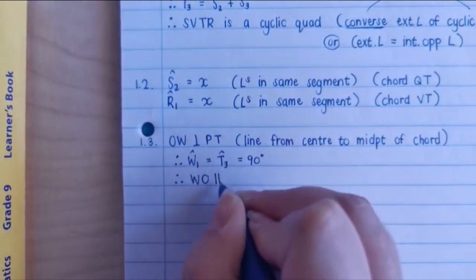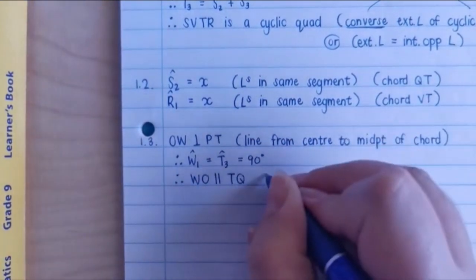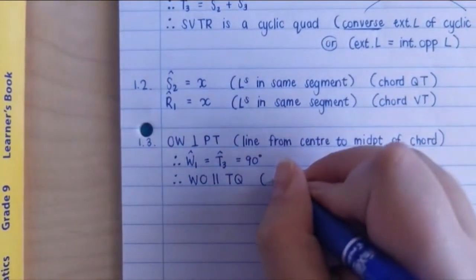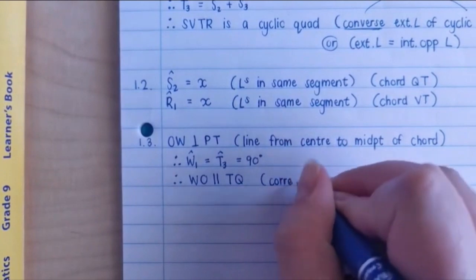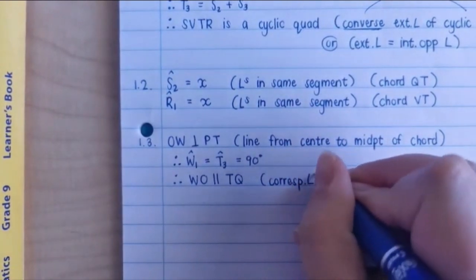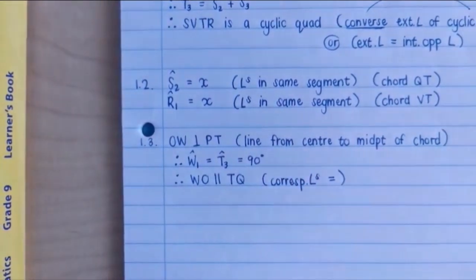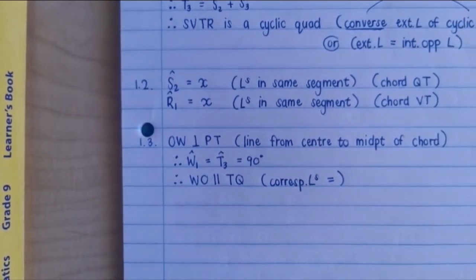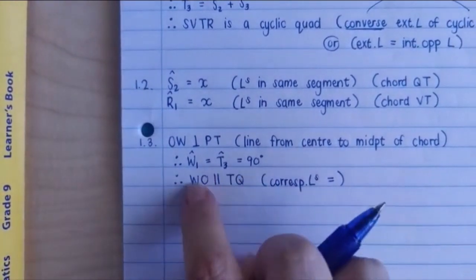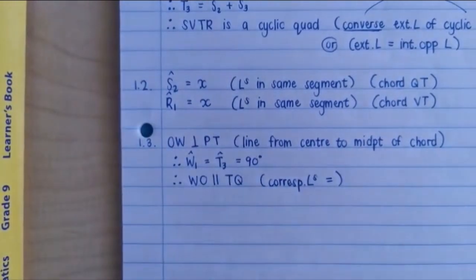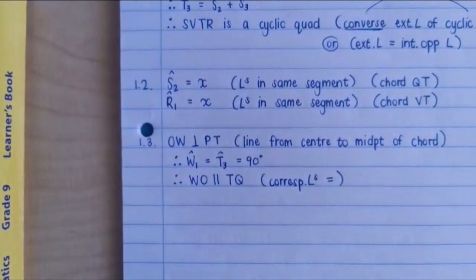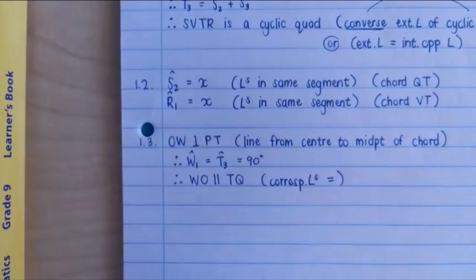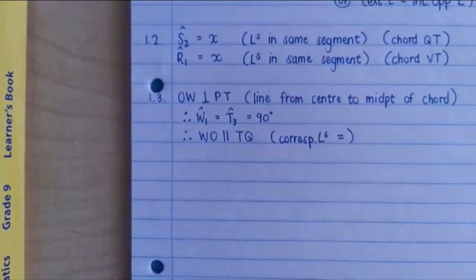It's parallel to TQ, and the reason for that, now this is important, you're going to have to say, remember the F shape, we call those corresponding angles. So you have to say corresponding angles equal. That is the reason for that. You're not going to say corresponding angles WO parallel to TQ, all right? When you are proving that lines are parallel by showing that angles are equal, you actually have to say corresponding angles equal. I hope that is helpful, guys.